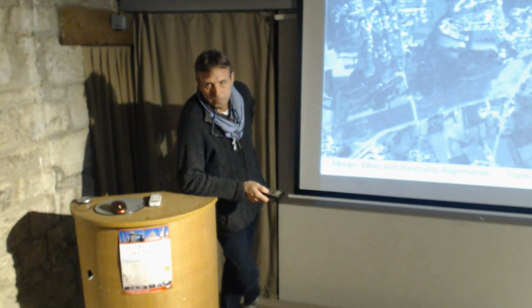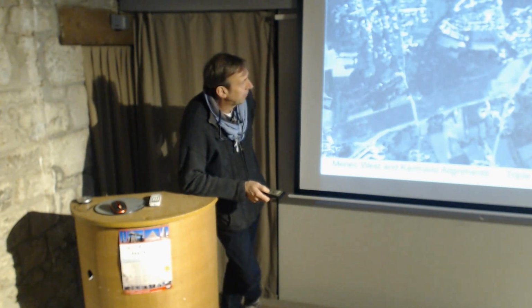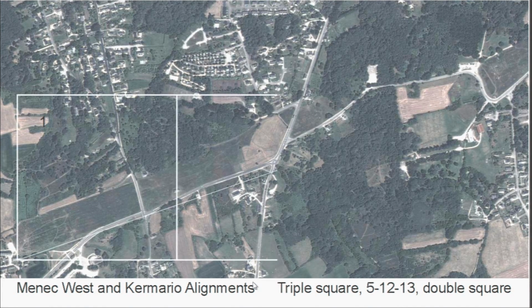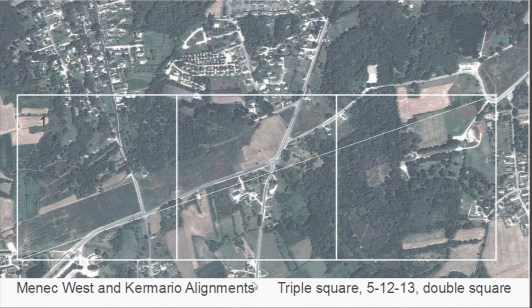We saw that this triple square goes all the way to Kermario, which is the second part up here. Where am I? Up here, that's the Kermario lines. So we can now extend this triple square right to the dolmen, right? And from there, what I'm going to show you now is quite astounding. We can add on what I say is an extra. So we'll take the width of the alignments.